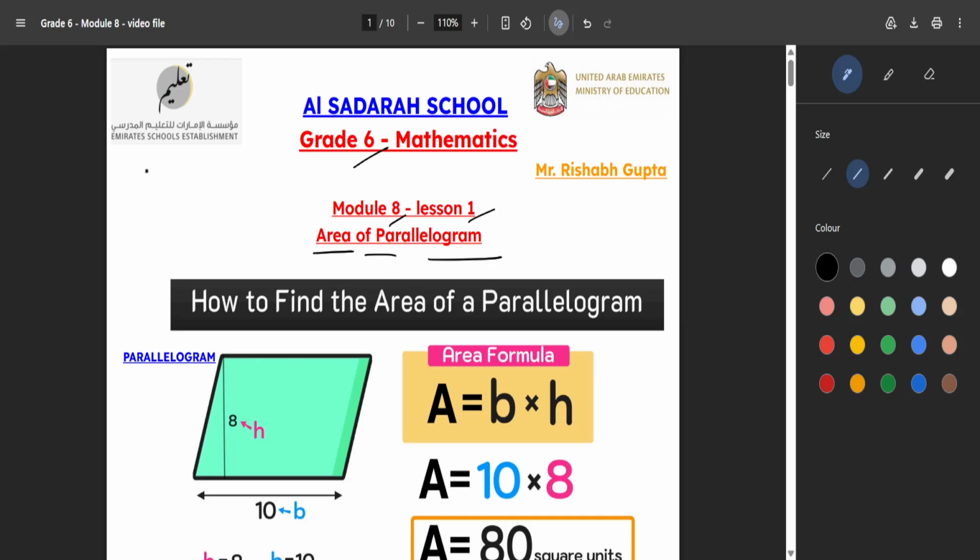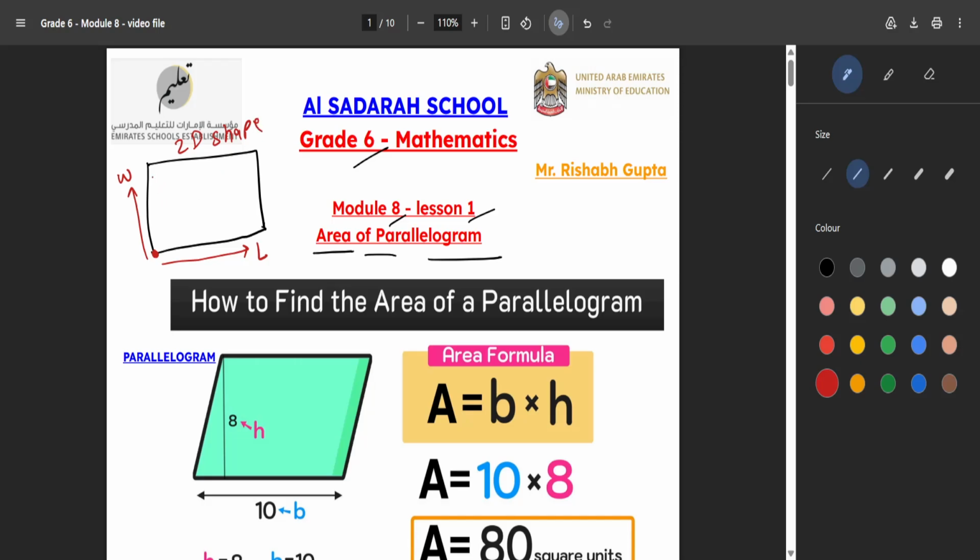What is area? If you have any 2D shape, for example a rectangle. Why do I call it a 2D shape? Check the corner. It has only two dimensions, the length and the width. Any shape which has only two dimensions, we call it 2D shape. So rectangle is a 2D shape.